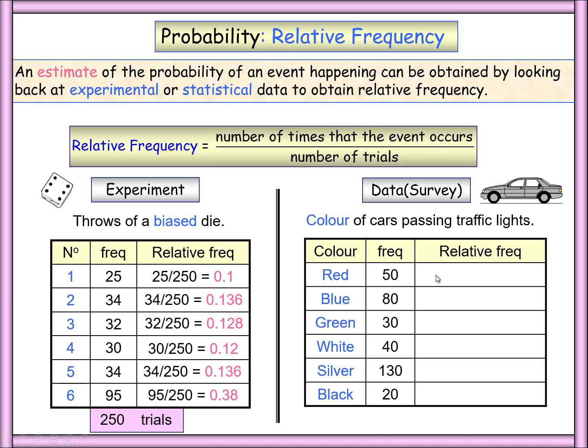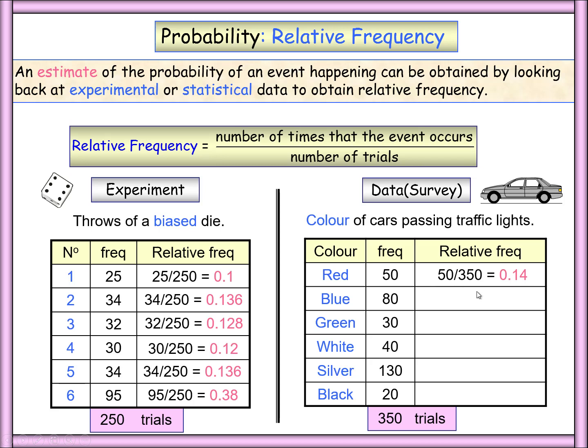What's the probability that it's going to be red? First things first. Find the total number of trials by adding these numbers together, and that gives us a total of 350 trials. So that means they've watched 350 cars. And the probability of red is going to be 50 divided by 350, which is 0.14.